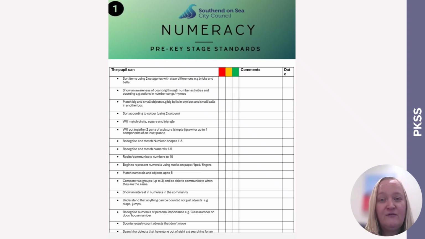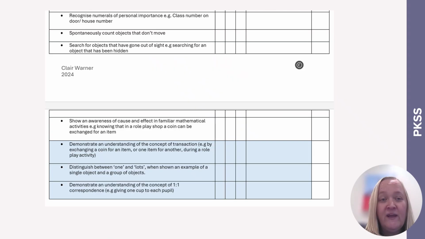It provides a list of knowledge and skills that we would want children working on at the same time. It uses RAG rating and has space for comments. It can be completed half-termly or termly to track progress. They all end with the pre-key stage standard highlighted at the bottom, which can be seen here.